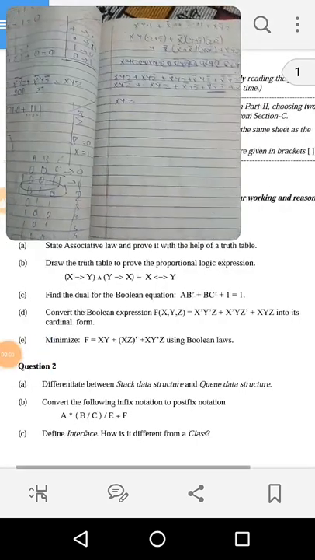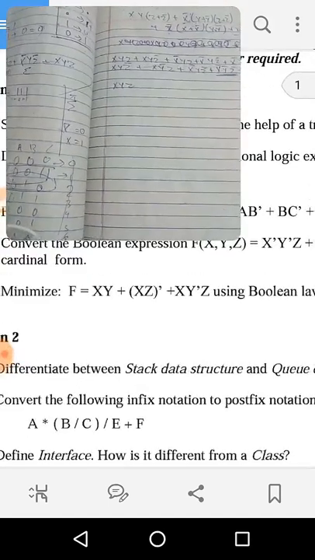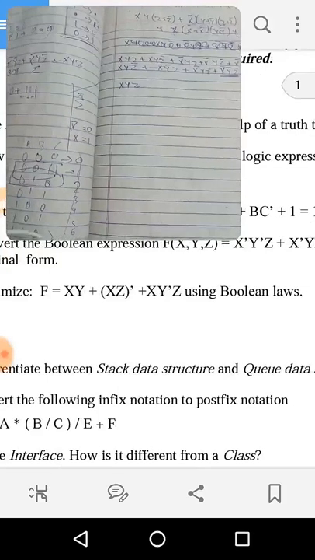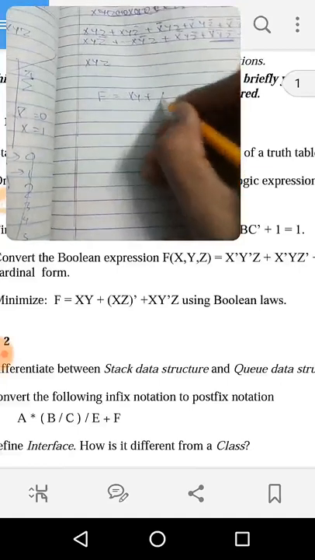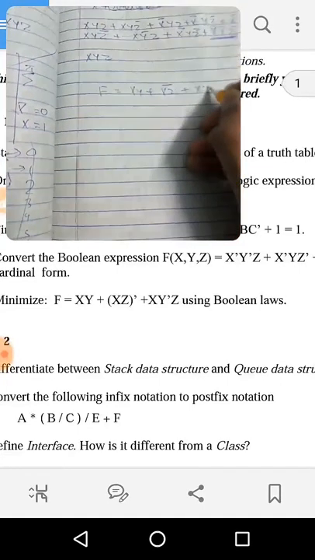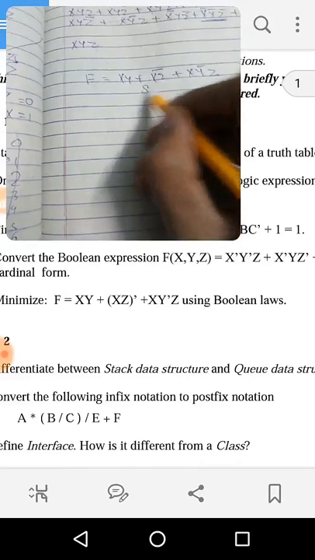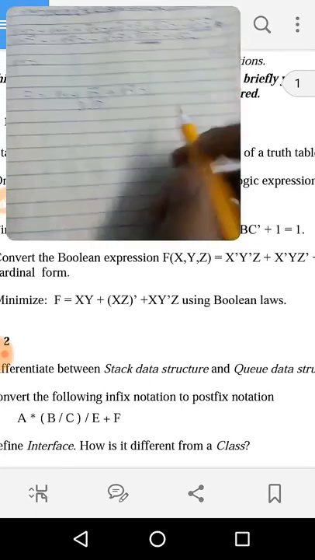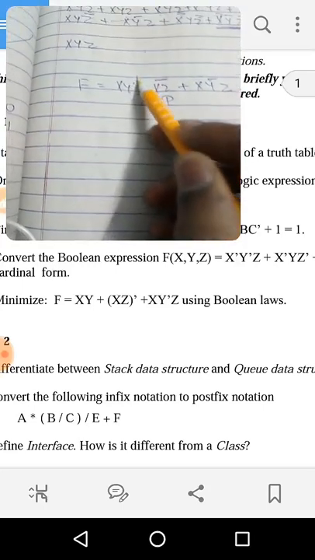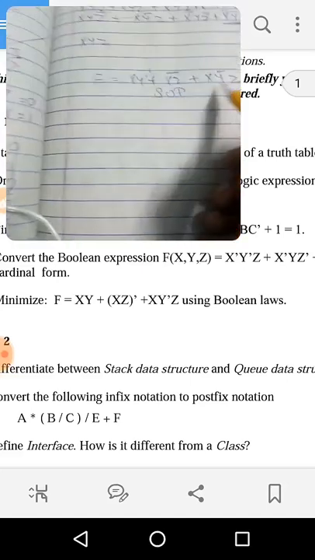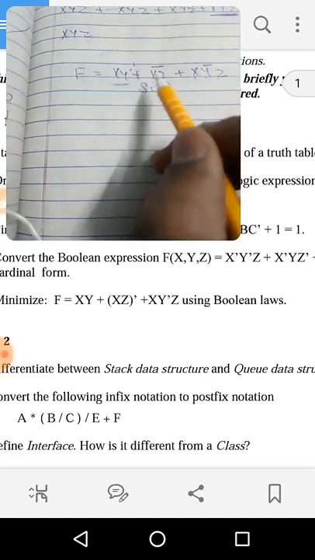Our next question is: minimize f(x, y) equals xy plus xz bar plus xy bar z using Boolean laws. So we're going to write it as xy plus xz bar plus xy bar z. Now this is sum of products, that is SOP, and in SOP we multiply the missing terms by 1. As we can see, there are total 3 terms, and here there are only 2 terms, and here also only 2 terms.